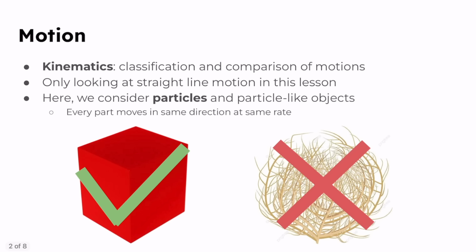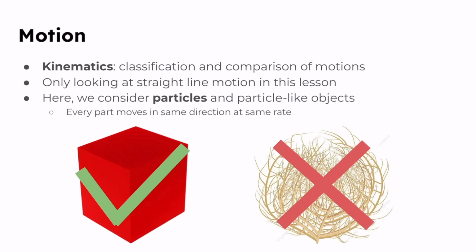So what is motion? We're going to define kinematics as the classification and comparison of motions. In this lesson, we're only going to be looking at straight line motion, but there are various types of motion. We can go into 2D motion, but we will go into that later. Here we will only consider particles and particle-like objects, which means that every part of the object moves in the same direction at the same rate.